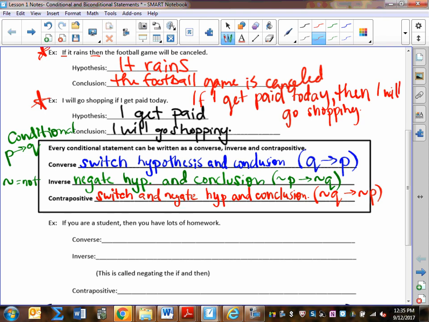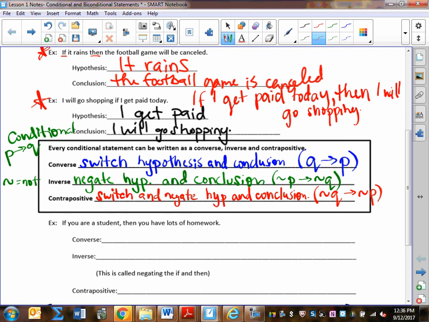So these are the different variations. We've got conditional, P implies Q. Then I can switch that order. If and then stay in the same place, but we switched the hypothesis and conclusion. So switch gives me converse, negate gives me inverse, both gives me contrapositive. And you've got to remember which one's which, because I could ask you on a test for the inverse first, or maybe the contrapositive first. You need to know which one's which.